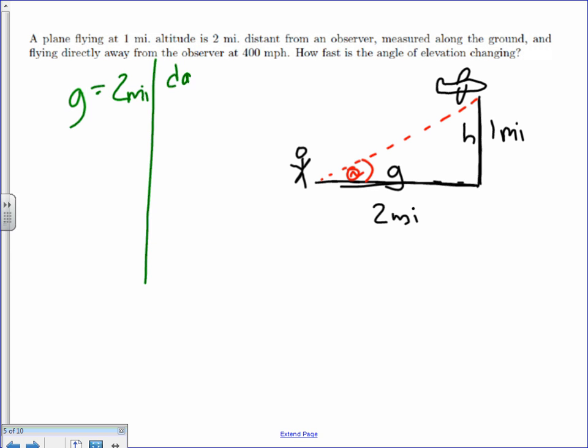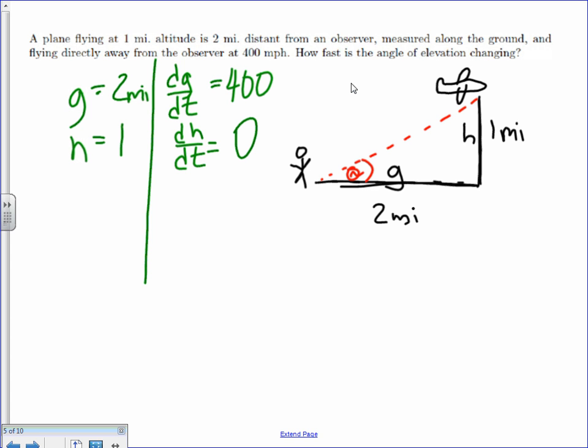Now dg dt, as this scenario unfolds, is that ground distance going to be changing? Well, this plane is flying directly away from us at 400 miles an hour. So yeah, it's going to be getting farther away. dg dt equals 400. That's pretty fast. Okay, now h equals 1. Now dh dt, as that plane flies directly away from us, is that height going to be changing? No. So dh dt is 0.